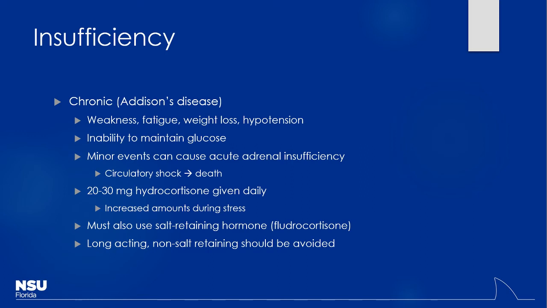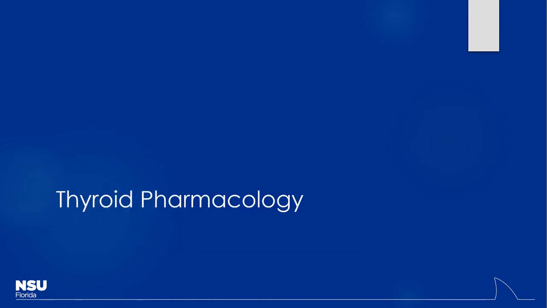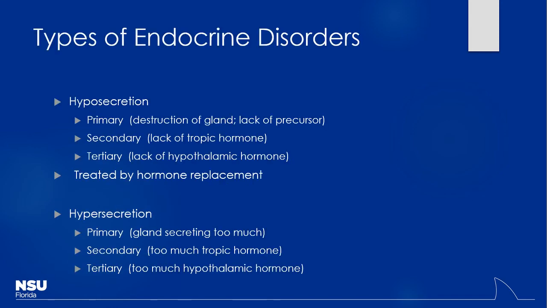Typically, we would avoid more long-acting, non-salt-retaining ones because they're going to have some interference and have a harder time maintaining their blood pressure. But fludrocortisone is probably the newest one. Certainly, hydrocortisone is probably a very common one we'd administer, has nice balanced effects, but you may see them on prednisone, you may see them on dexamethasone, just depends on the situation. Any questions about that?